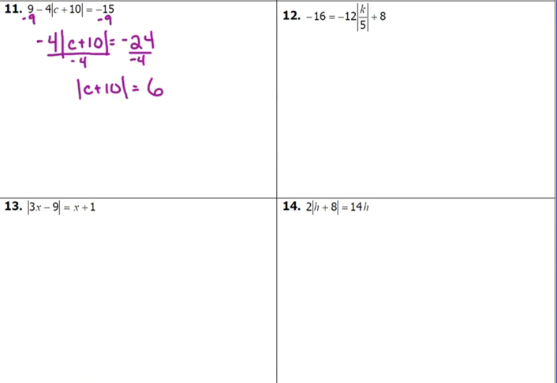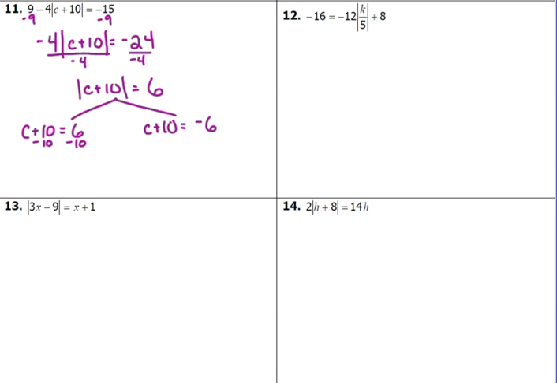We're always trying to isolate the absolute value, so we have done that. After we isolate it, then we split it into our 2 cases. So the first case, remember, we just drop the absolute value, nothing changes. The second case, we drop the absolute value, we change the sign of what's on the opposite side. So that is equal to negative 6 now.